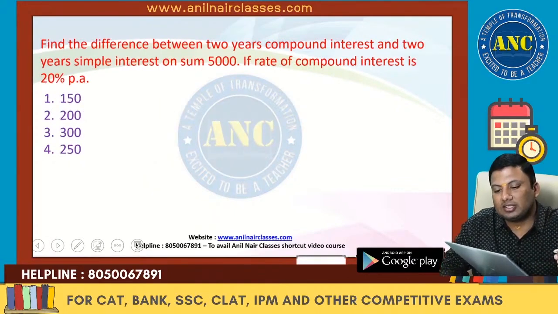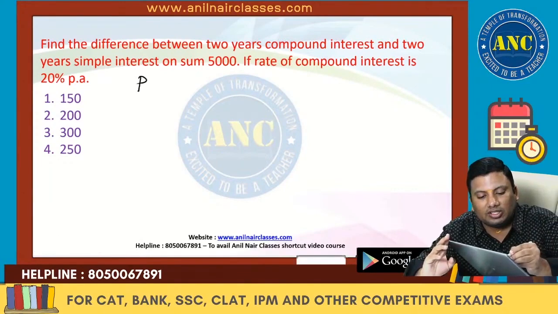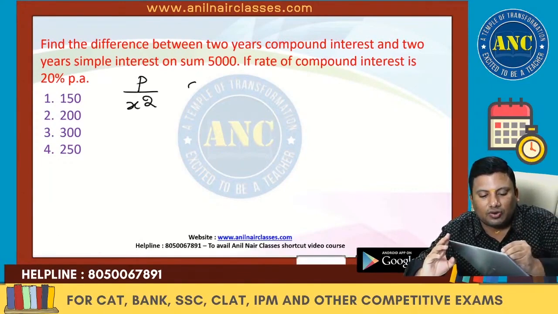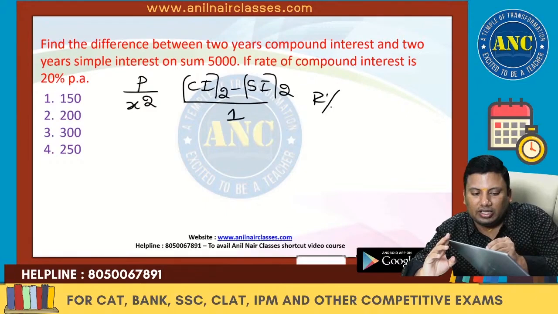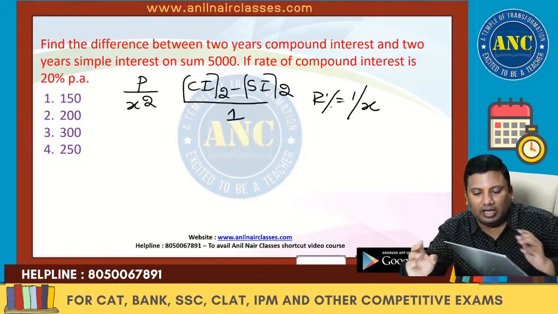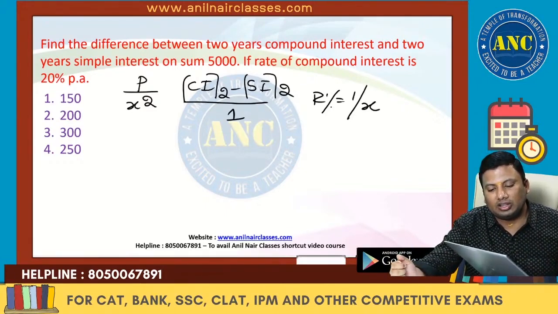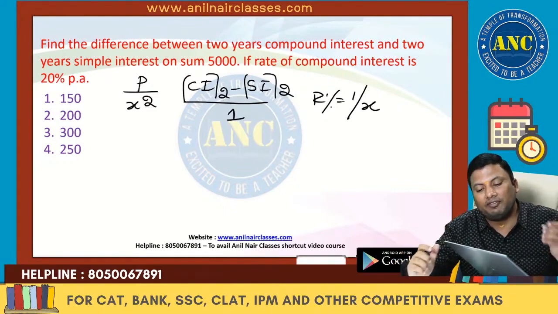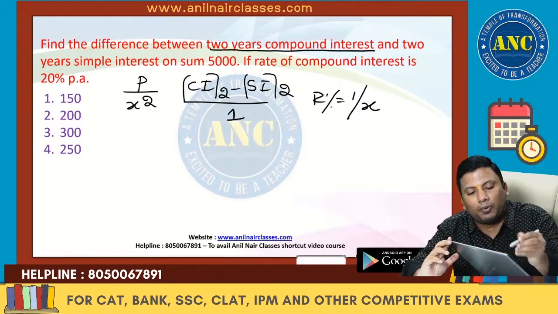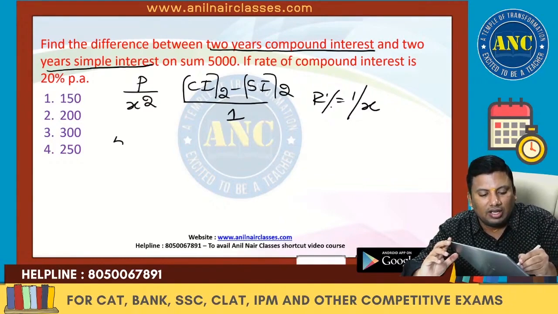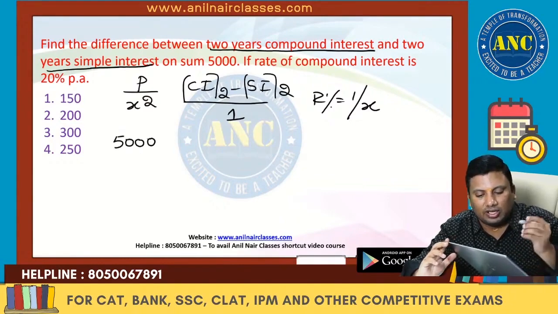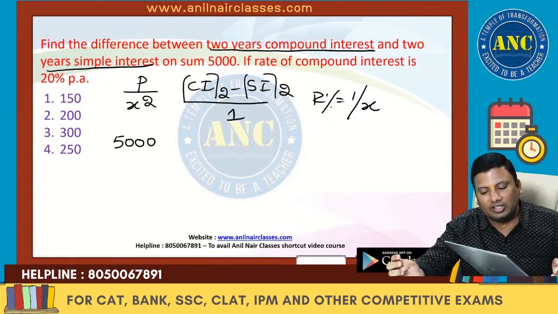Second one. Third one, what is that we discussed? If the principal is x square, CI for 2 minus SI for 2, this will be 1 when r percentage is nothing but 1 by x. R percentage is nothing but 1 by x. Find the difference between 2 years compound interest and 2 year simple interest on sum 5000. These is nothing but 5000.